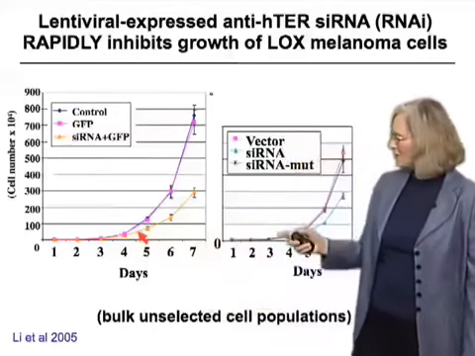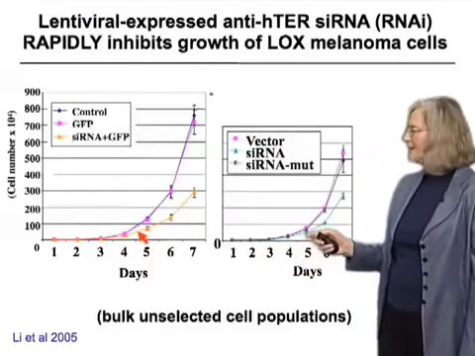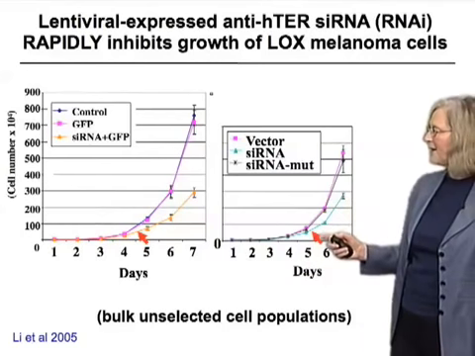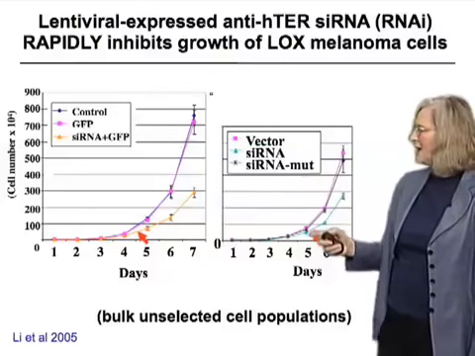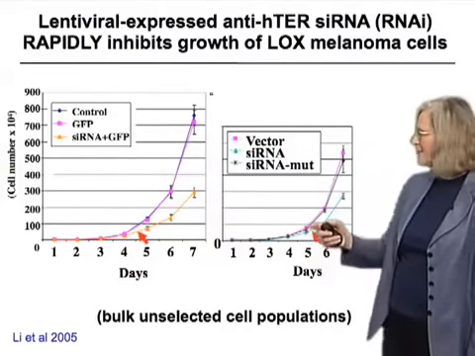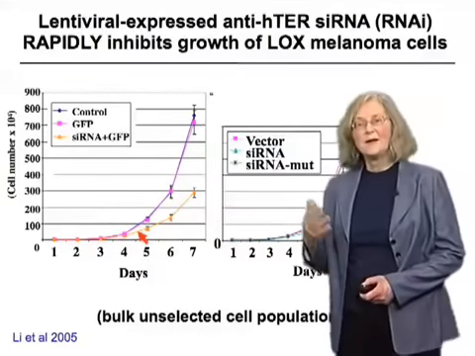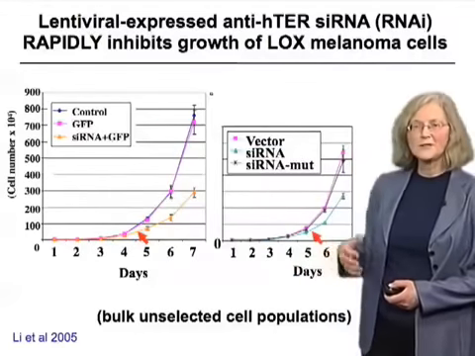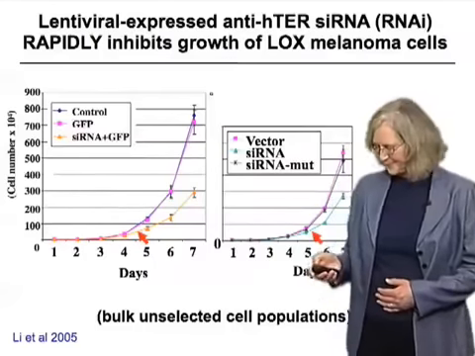And here are some more controls in which here's the empty vector, here is the short interfering RNA targeting telomerase RNA, and here's a control version of that in which it now no longer can target the telomerase RNA, but everything else is the same, and as you can see, it behaves like the controls. And so a great many control experiments were done to show that this was a specific effect, specific to knocking down the telomerase RNA.